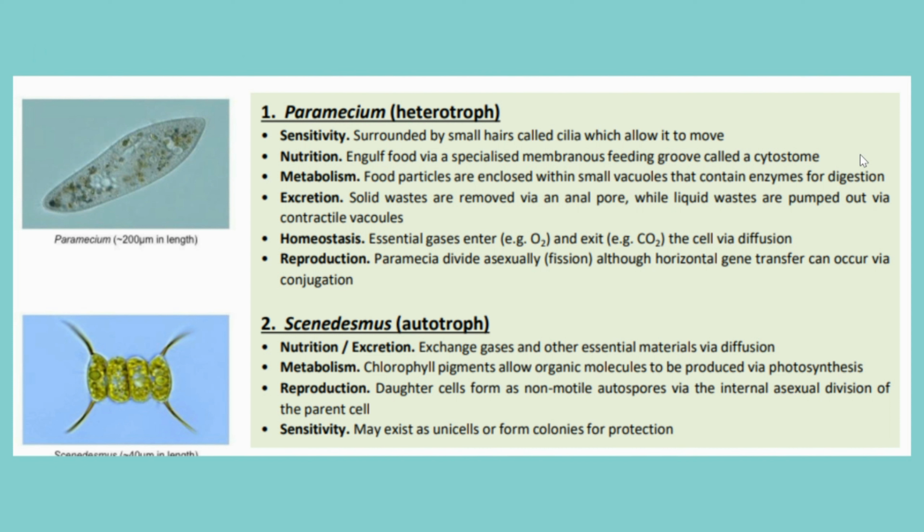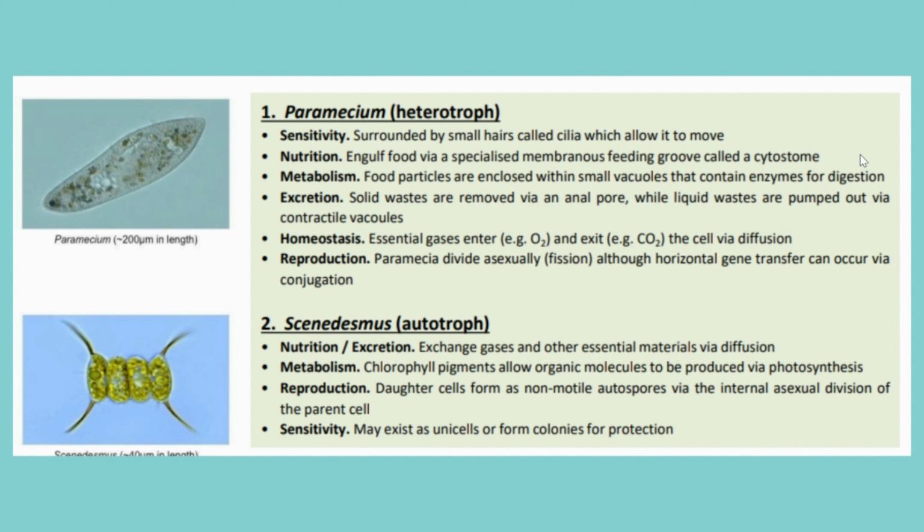Your subject guide will make it very clear that you need to know at least two examples of single-celled organisms. One is a heterotroph and one is an autotroph. In chapter 4 you will learn that an autotroph is an organism that can make its own food, and a heterotroph is an organism that depends on the autotroph, or feeds off other organisms, for its own survival. So paramecium is a heterotroph, that means it feeds off other organisms for its survival. And Scenedesmus is an autotroph, that means it can make its own food.